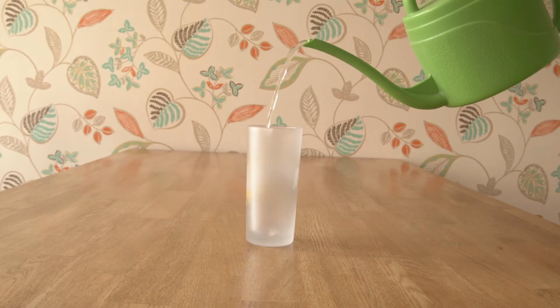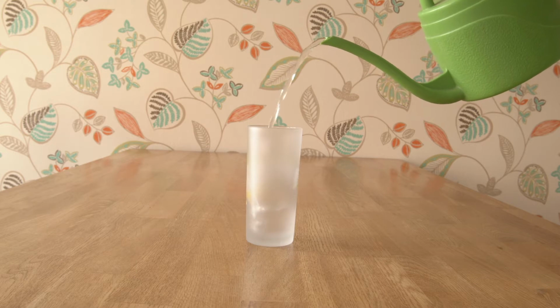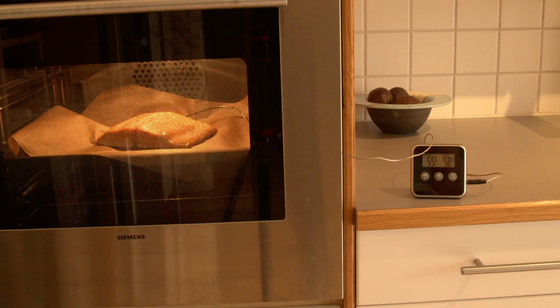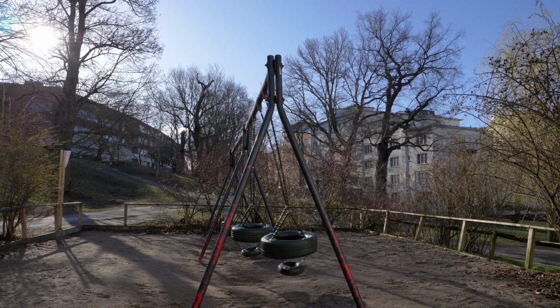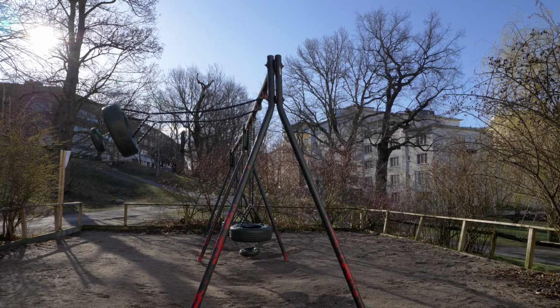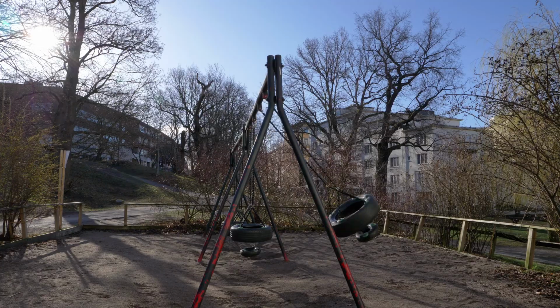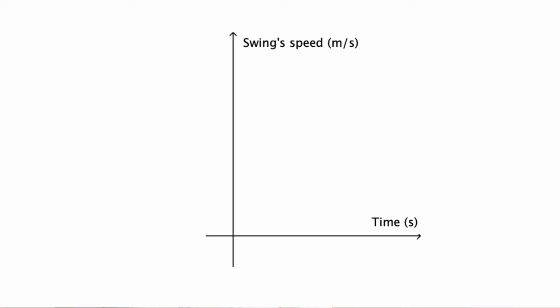You start by showing your students a short film of an everyday event. It could be a glass filling with water, a salmon cooking in the oven, or a swing moving back and forth. You then ask the students to draw a graph to describe the event. For instance, how the height of the water, the temperature of the salmon, or the speed of the swing changes with time.